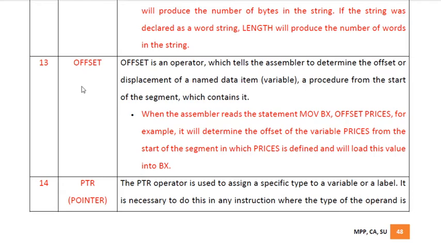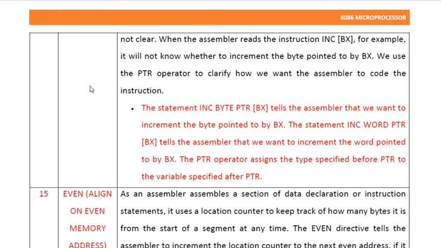Now, why is it necessary? It is necessary in situations where it is difficult to interpret the type of the operand. Let us try to understand it with the help of an example.